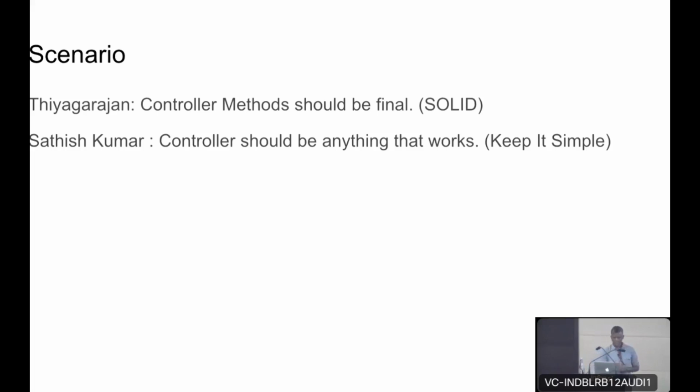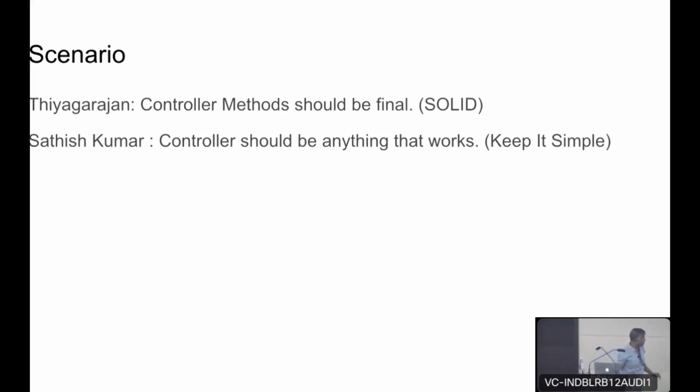So like that, Sathish Kumar is another architect who thinks controller should be anything that works. Come on, keep it simple principle. So the first person comes from SOLID principle, the second architect comes from keep it simple principle. Okay, but the problem is you have a development team and you have a strict process. In order to get your PR approved, you need two approvals. Level 1 from Thiyagarajan, level 2 from Sathish Kumar.